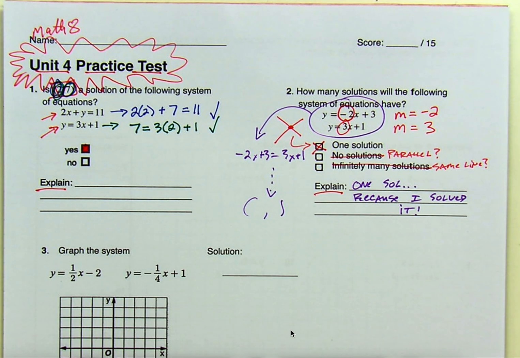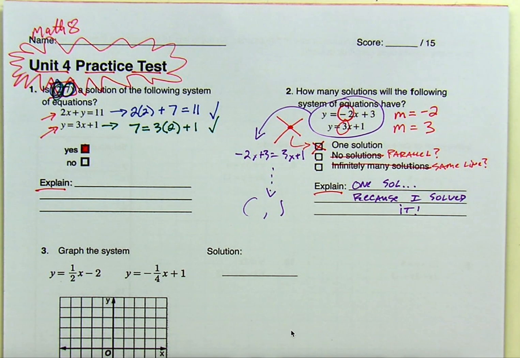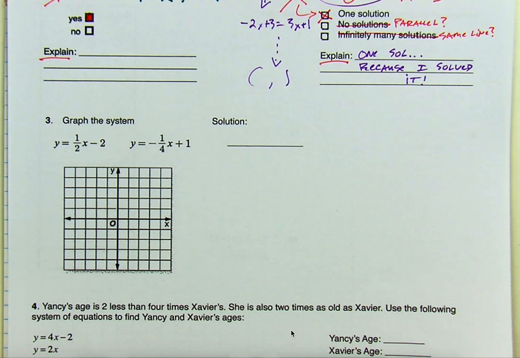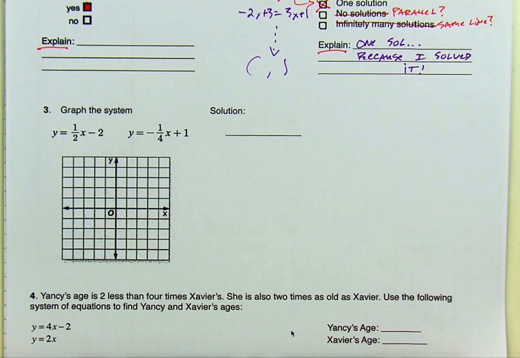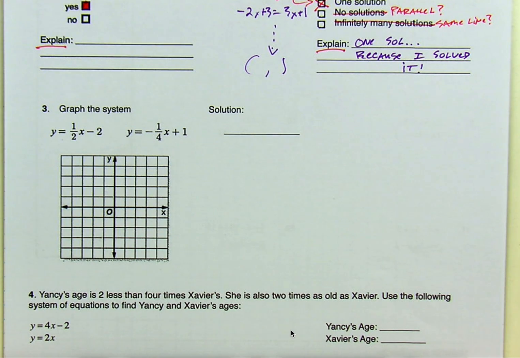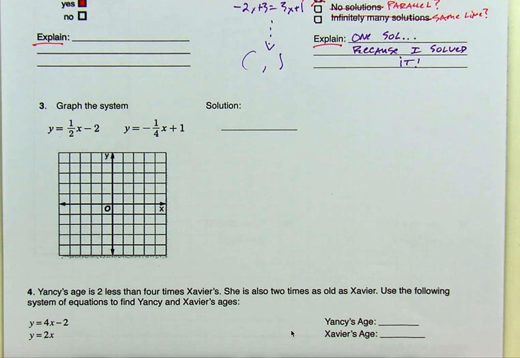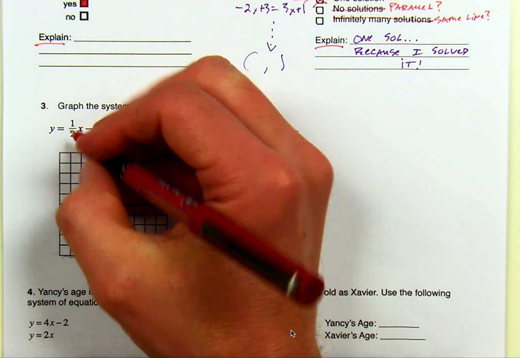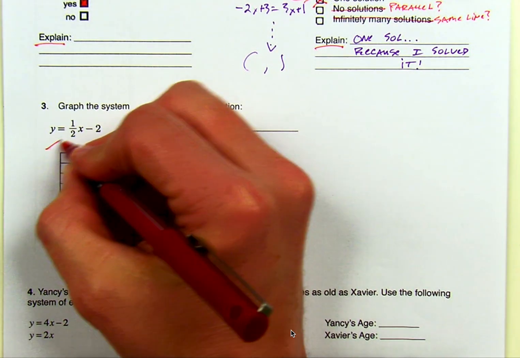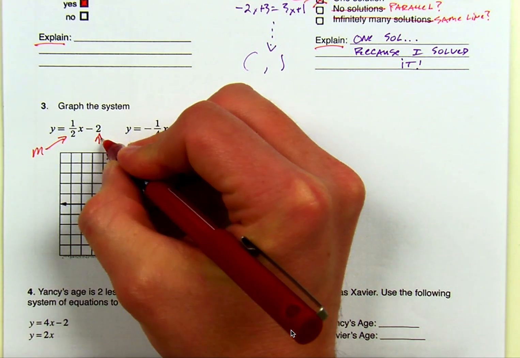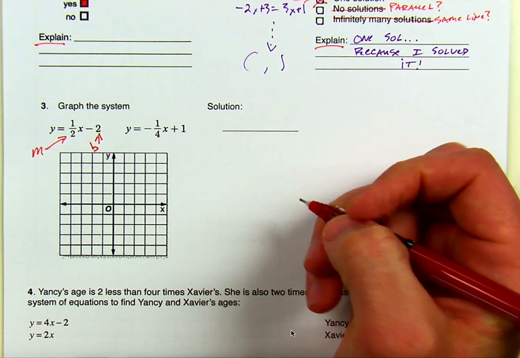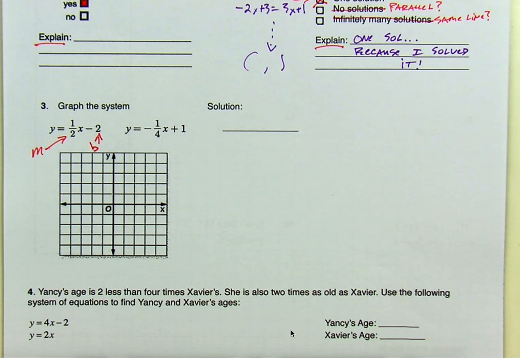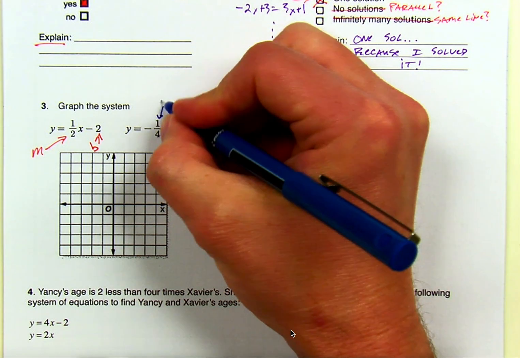And number 2, 2 points on each. 2 points for number 3. 1 point for getting the graph right, 1 point for getting the solution right. So this is the only problem on the whole test where you have to know how to graph. If you understand slopes and intercepts, we should be able to graph this without too much of a problem.